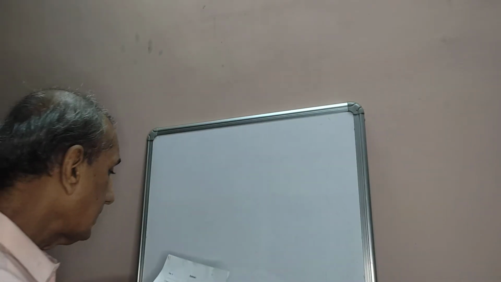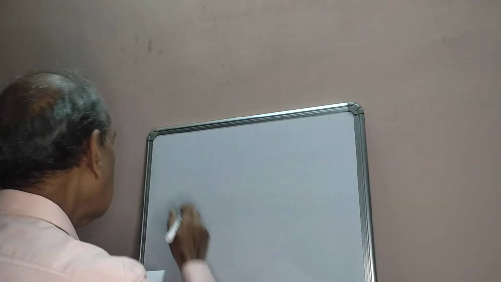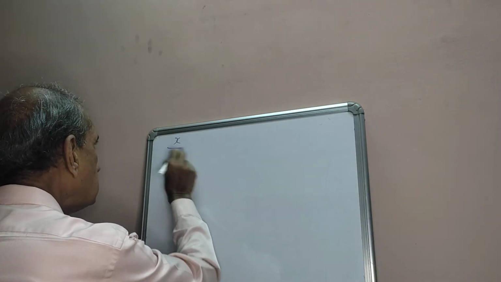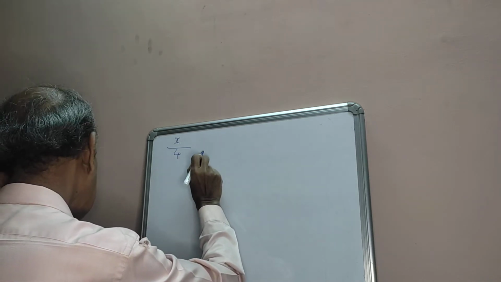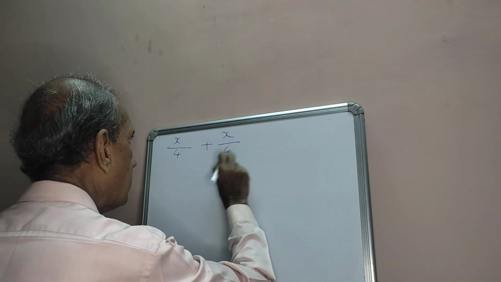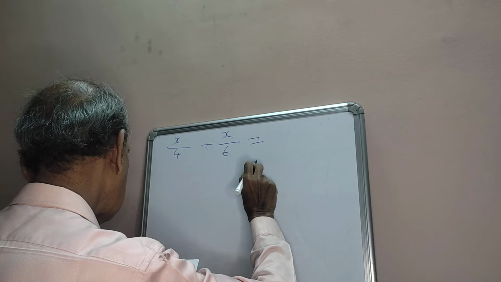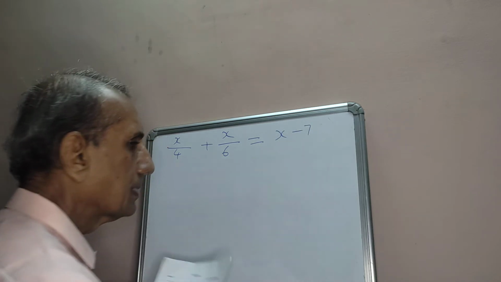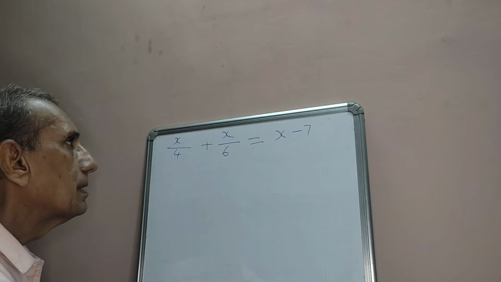Okay. The third one, solve again. x by 4 plus x by 6 is equal to x minus 7. Okay.